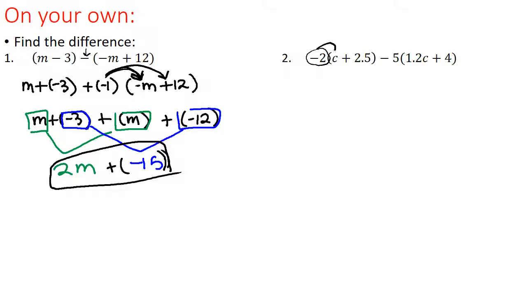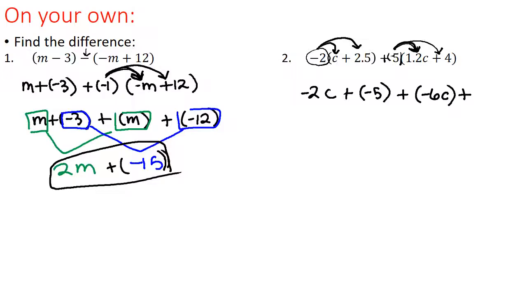So I'll take this negative 2 and I'll multiply it by both of these things in here. I have this minus 5 right here, so I'll turn this into plus negative 5. So I can distribute this negative 5 into both here and here. So negative 2 times c is going to be negative 2c, plus negative 2 times 2.5 is going to give me negative 5. Now I take this negative 5 and I multiply it by 1.2c, so that's going to give me plus negative 6c. Now plus negative 5 times that 4 is going to give me negative 20.